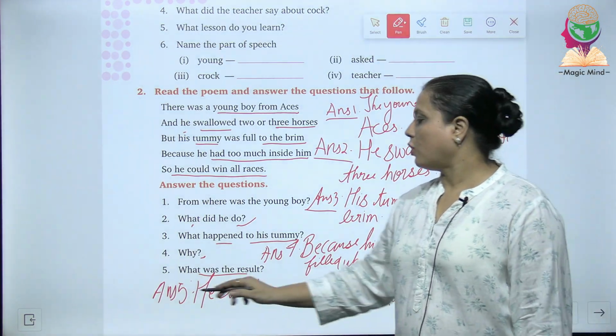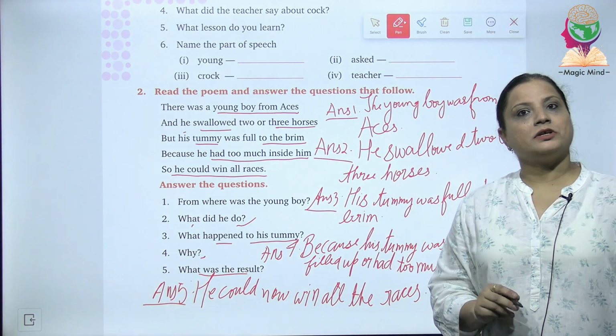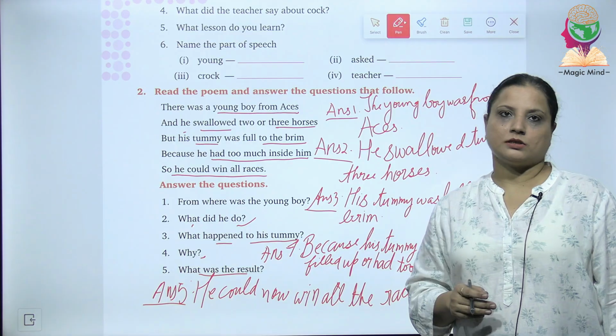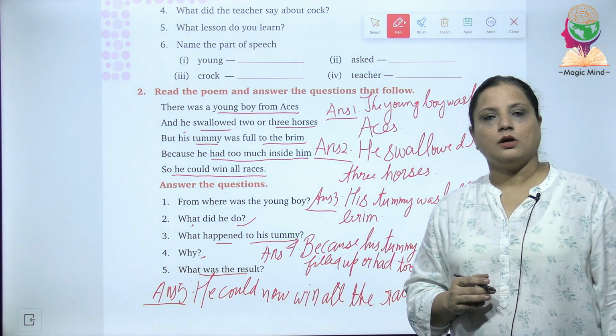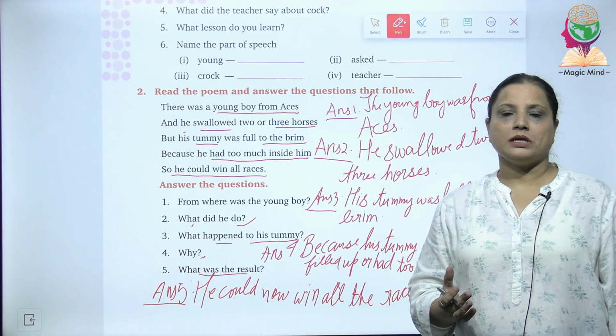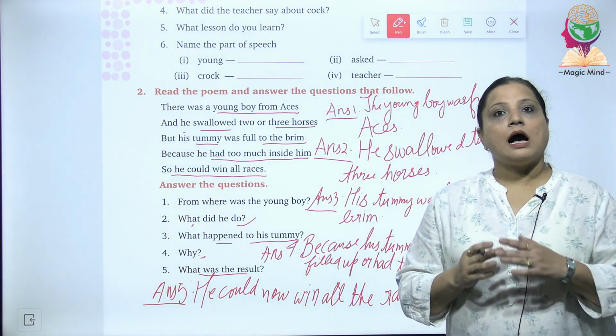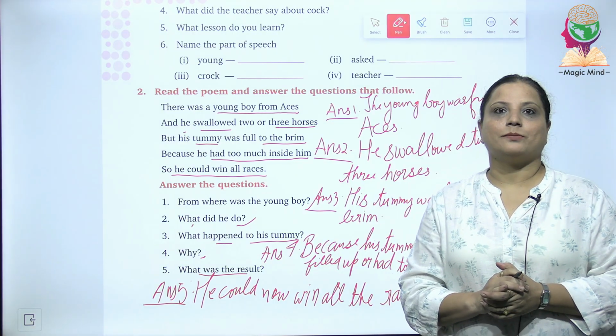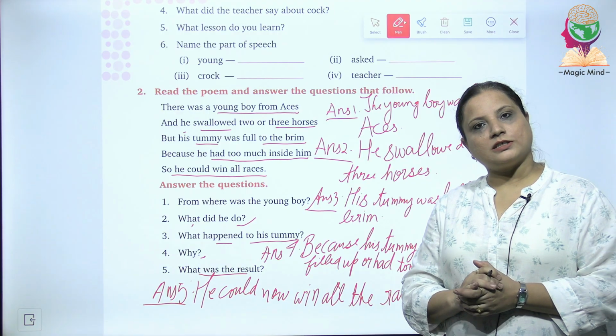So these are all the answers for the respective questions. I hope now you have understood the meaning of composition, how we write the various topics, how we study them, how we have to observe them, how we have to answer them. So with this we have now completed the chapter.